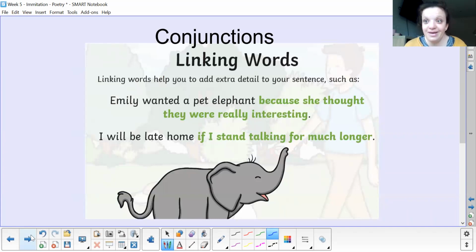I will be late home if, so if is what we use when we're saying that something might happen, if I stand talking for much longer. So the thing that might happen is I stand talking for longer, I'm going to be late home. So I will be late home. You're giving me a bit of extra detail about that with your if, with your conjunction.